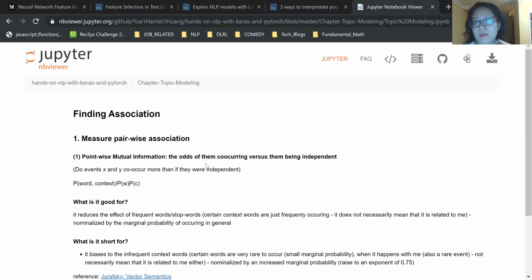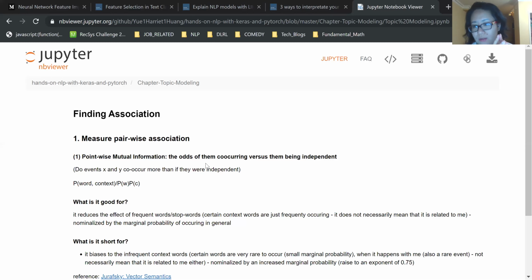So I would like to introduce today one metric to define the association linkage, or the association strength, of two items: point-wise mutual information. Point-wise mutual information is defined as the odds of two items occurring versus them being independent.